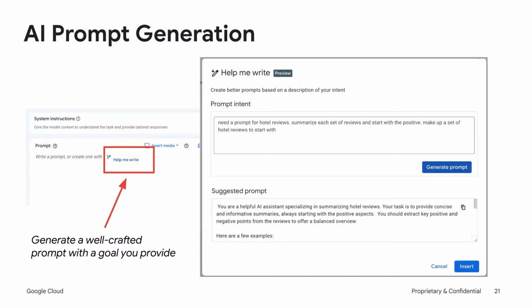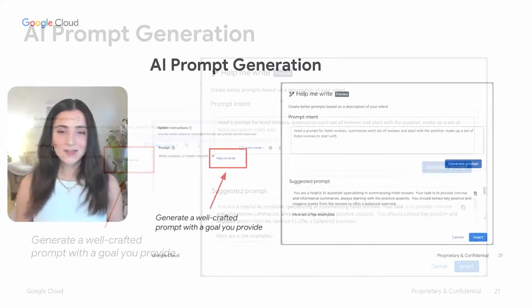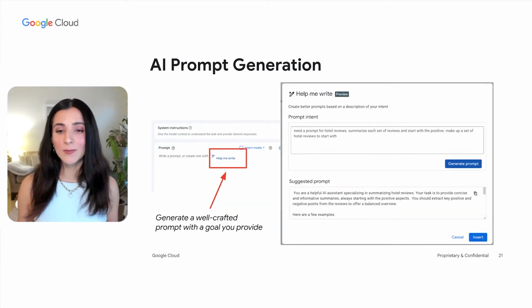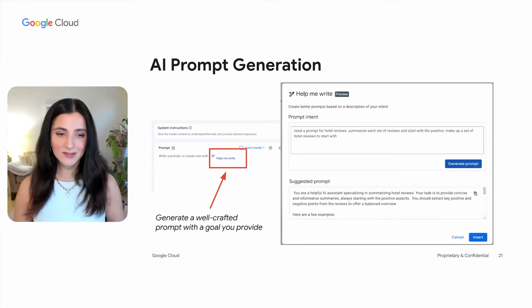So the way that this works is if you click the Help Me Write button, which is this little blue text in the Vertex AI Studio, it'll pop open a box, and in that box, you can provide your prompt intent. So even easier than writing what you want the model to do in natural language, you just write in natural language what you want your prompt to reflect. So in this case, I wrote, need a prompt for hotel reviews, summarize each set of reviews and start with the positive, make up a set of hotel reviews to start with. And then you click generate prompt and it's created a prompt for me.